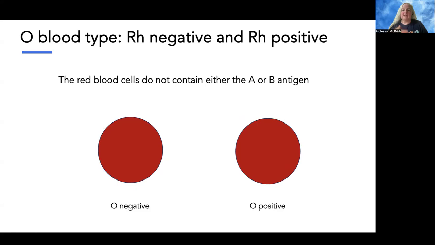If the red blood cell does not contain either the A antigen or the B antigen, they are O. If they do not have the Rh factor, they are O negative. If they have no A antigens and no B antigens, but they have the Rh factor, they are O positive.